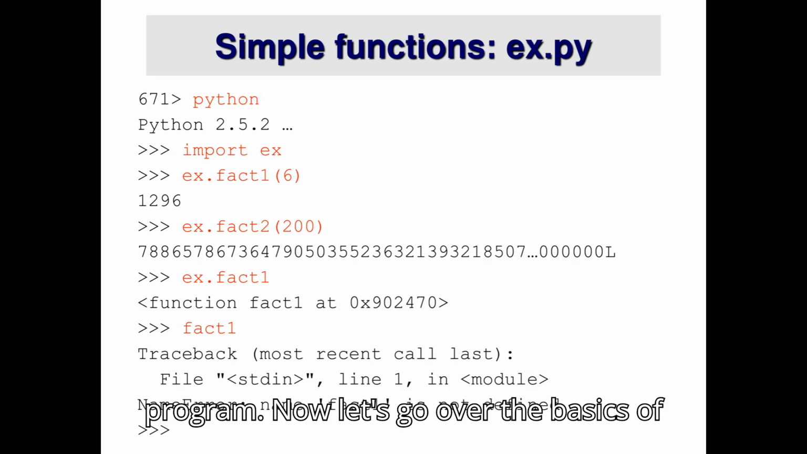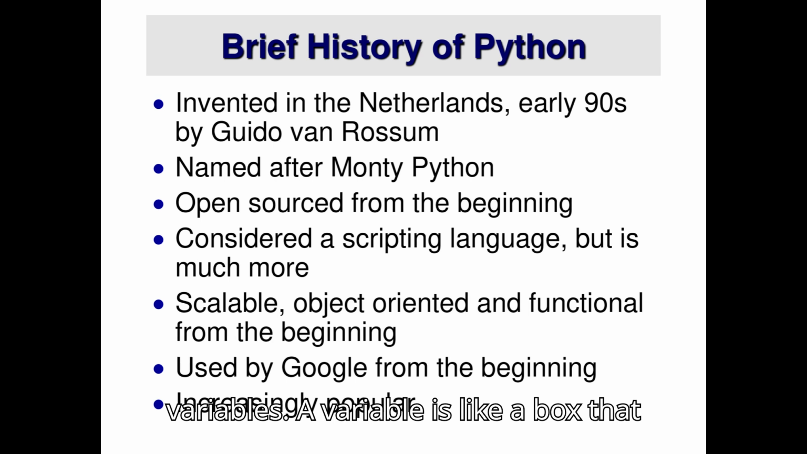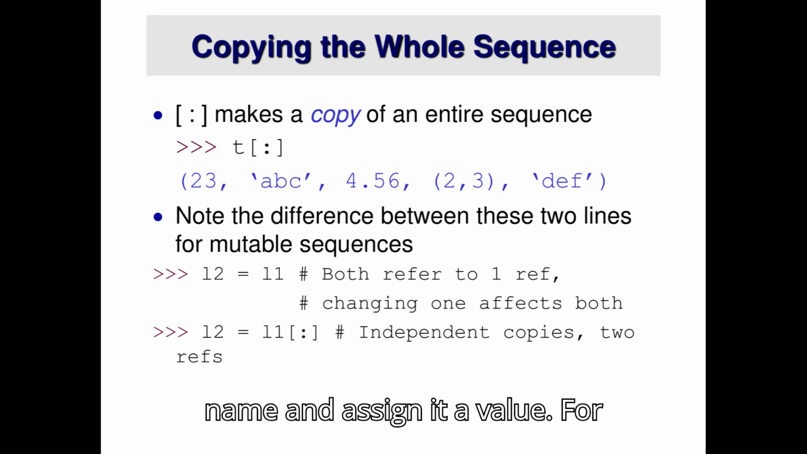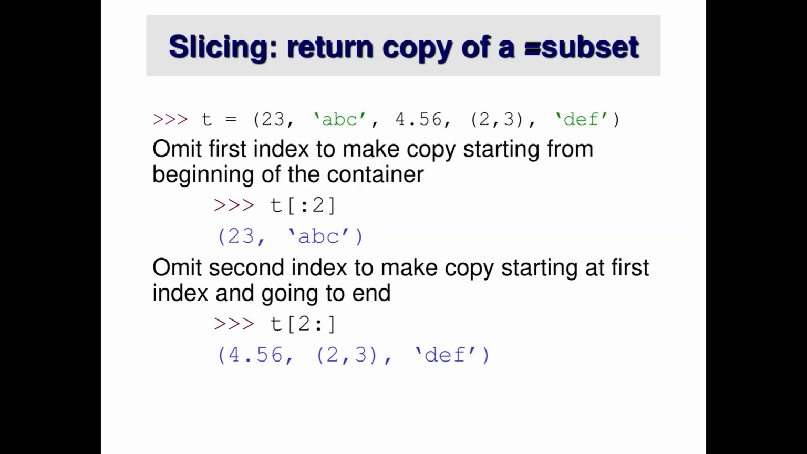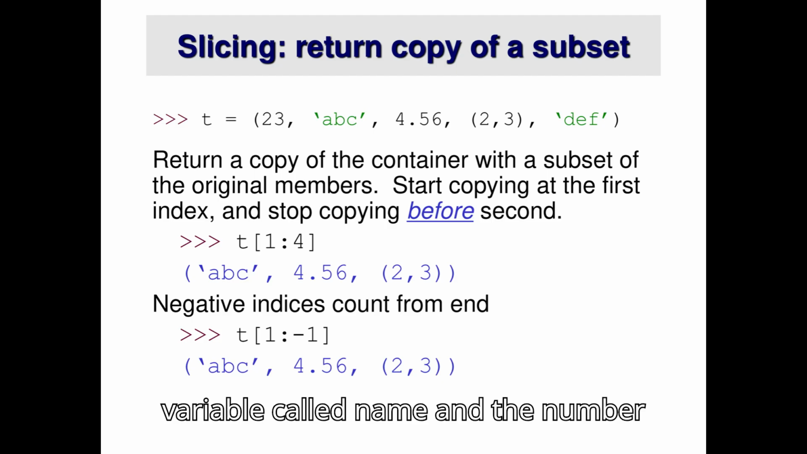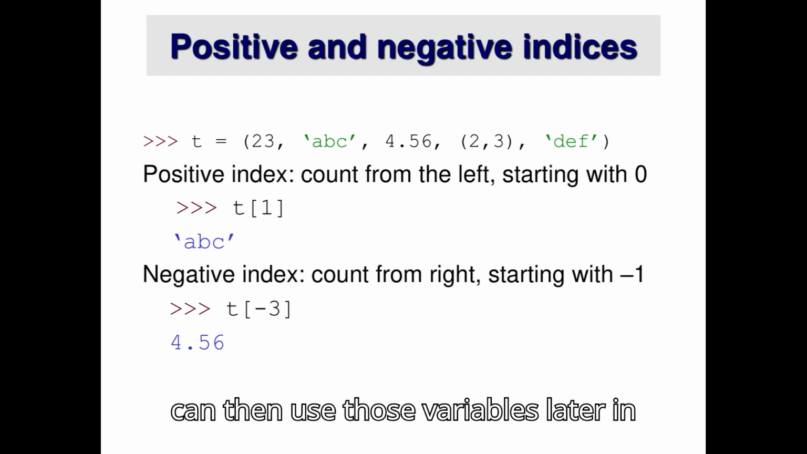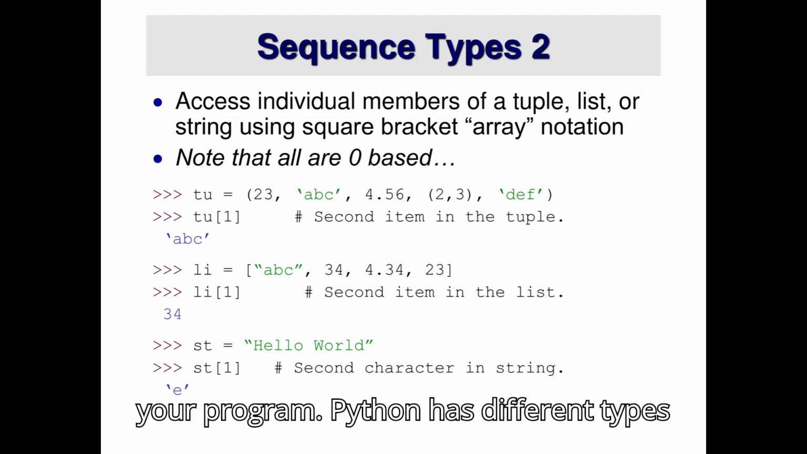Now let's go over the basics of how Python works, starting with variables. A variable is like a box that stores information. You can give it a name and assign it a value. For example, name = "Alice", age = 25. In this case, we're storing the text Alice in a variable called name and the number 25 in a variable called age. You can then use those variables later in your program.